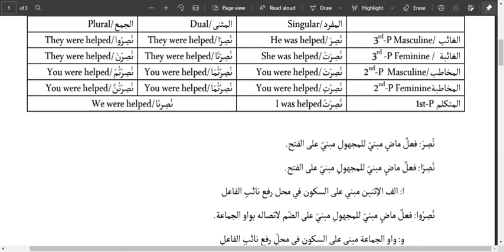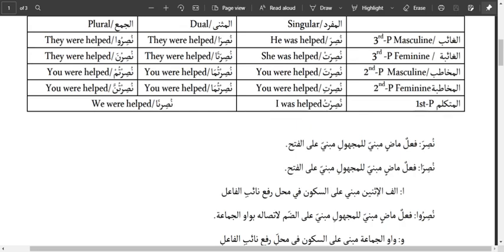The same way we do for active, we do for passive, with the only addition of what? Mabniyun lil majhul, to indicate that the verb we are doing the analysis on is a passive verb, not an active verb. Then anywhere we now have fi mahalli raf'in fa'il, we change it to fi mahalli raf'in na'ib al fa'il, because a passive verb cannot have fa'il, but what? Na'ib al fa'il.